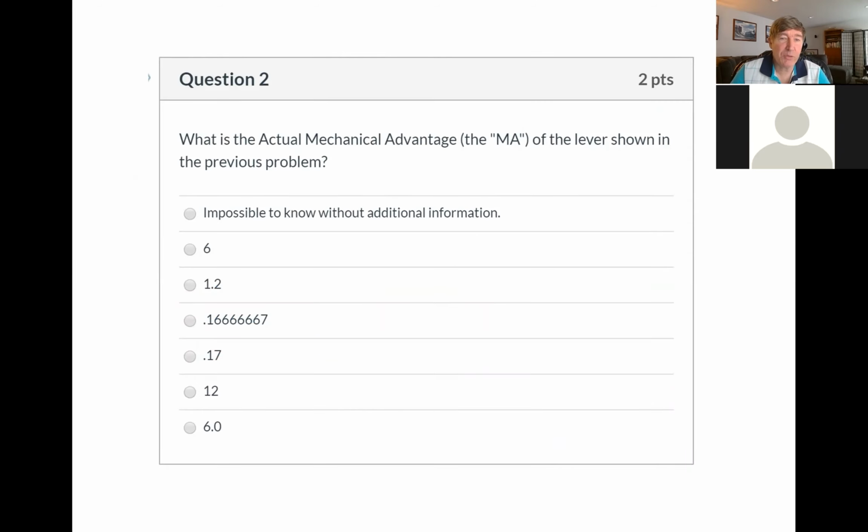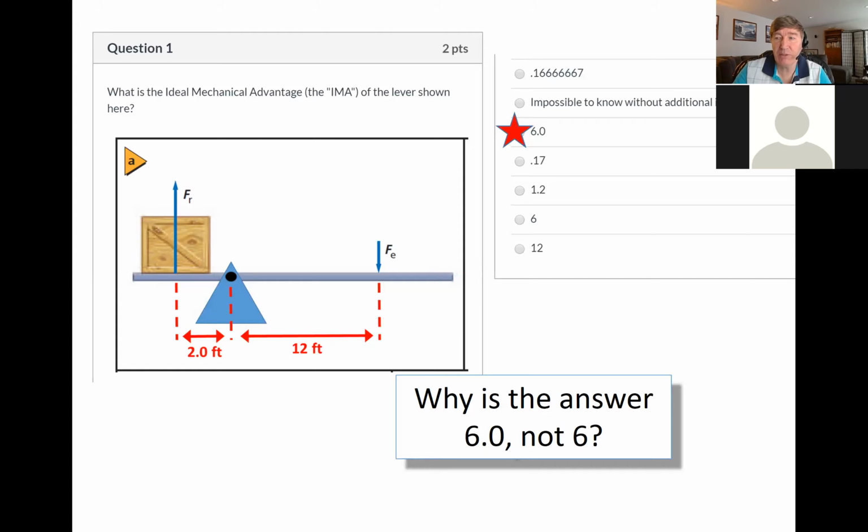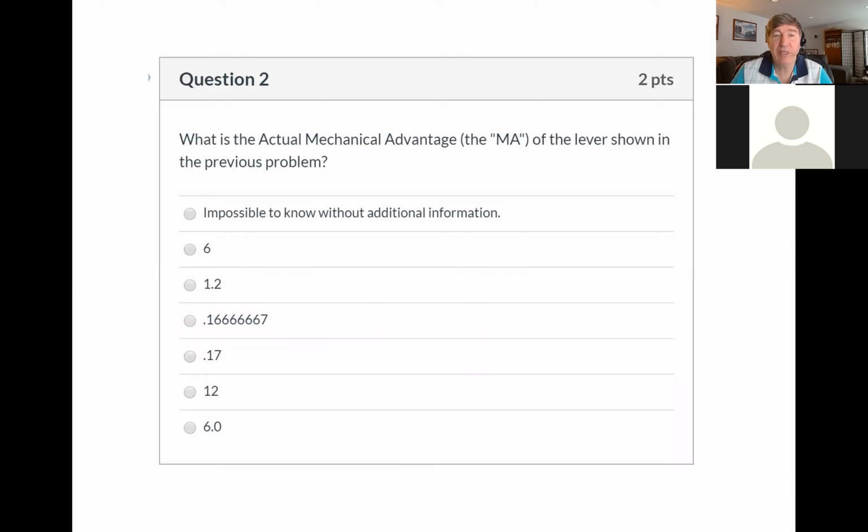Okay, next question. What is the actual mechanical advantage of the lever shown in the previous problem? So I'll go back here. Here's the lever shown in the previous problem. What do you guys think? Sky is saying we need more information, and Sky is exactly right. What information would we have to have in order to calculate the actual mechanical advantage? How much the friction force affects it, right?